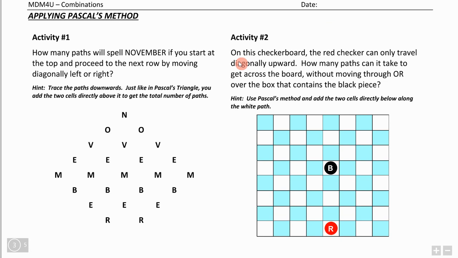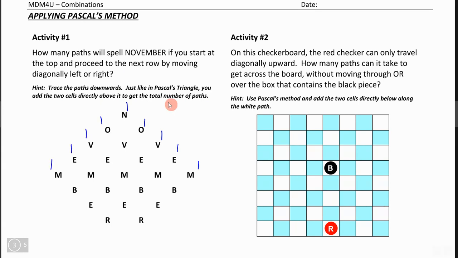Okay, so applying Pascal's method on this first activity. How many paths will spell November if you start at the top and proceed to the next row by moving diagonally left or right? So hint, trace the path downwards just like in Pascal's triangle. You add the two cells directly above it to get the total number of paths. So go from N to O. Think of it like Pascal's triangle, right? There's one way to go down this row.